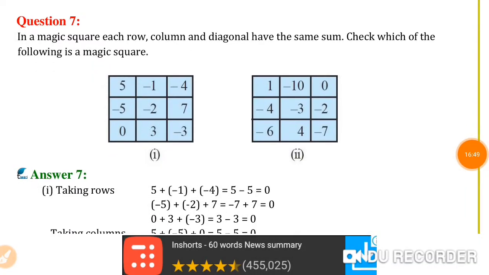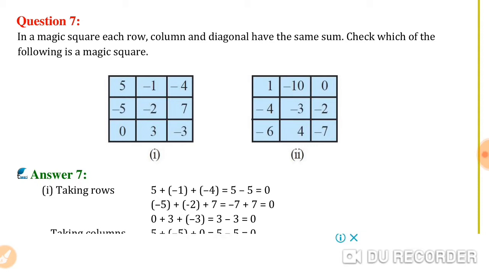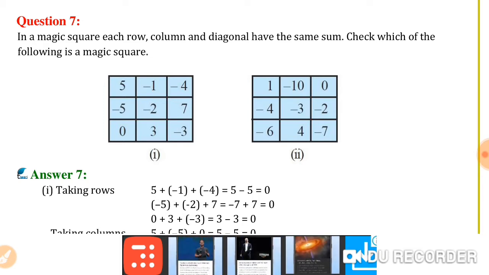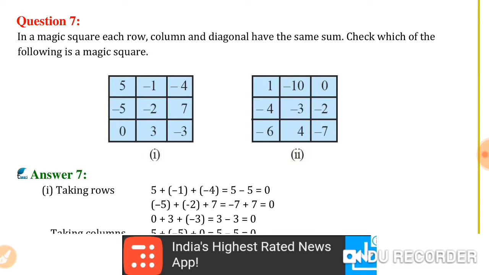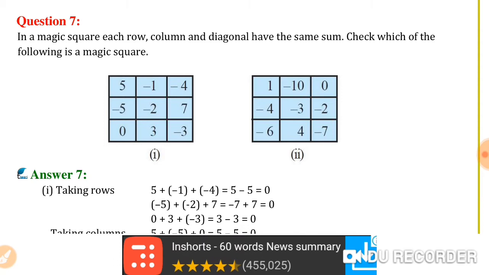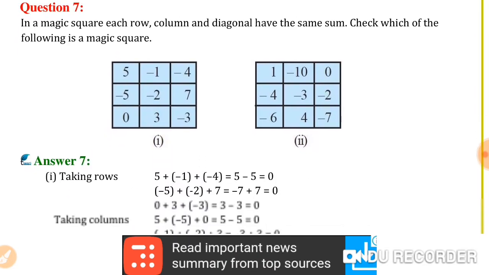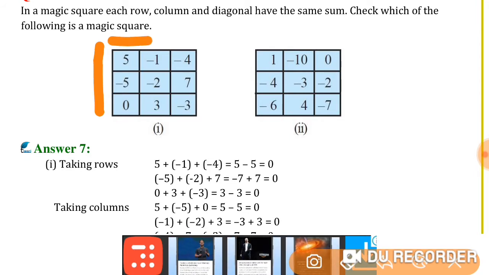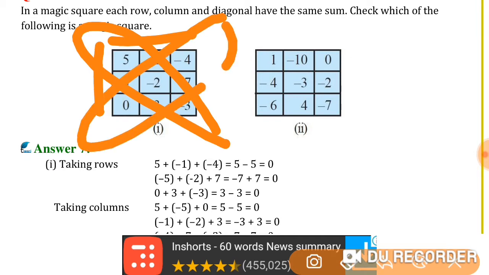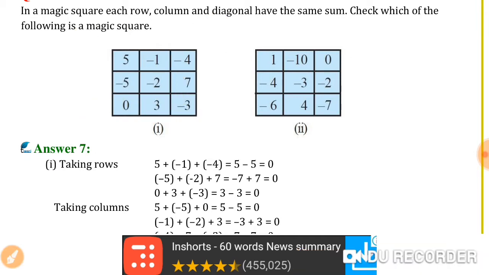See the seventh question. In a magic square, each row, column and diagonal has the same sum. Sum means addition, keep it in mind always. Check which of the following is a magic square. Usually you learn Sudoku from the newspaper and play with it. Here in a magic square, the addition vertically and horizontally gives the same answer, and the diagonals should also give the same sum. That is called a magic square.